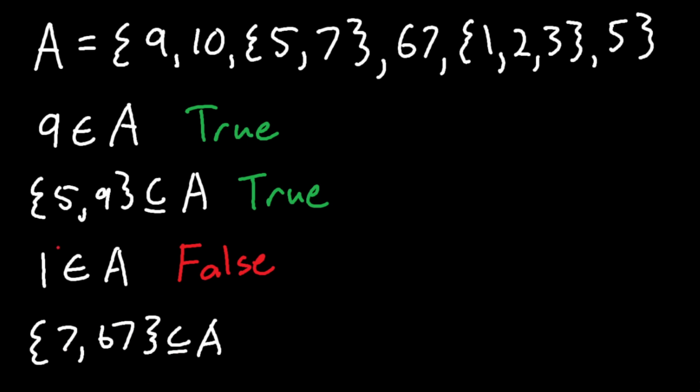But this is a subset symbol. So keep this in mind. There's a subset symbol here, and then there is an element of symbol. Those are two different things. So watch out for that. They kind of look similar. I'm not going to lie.